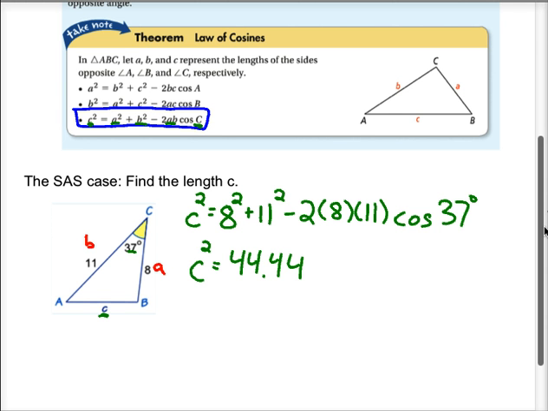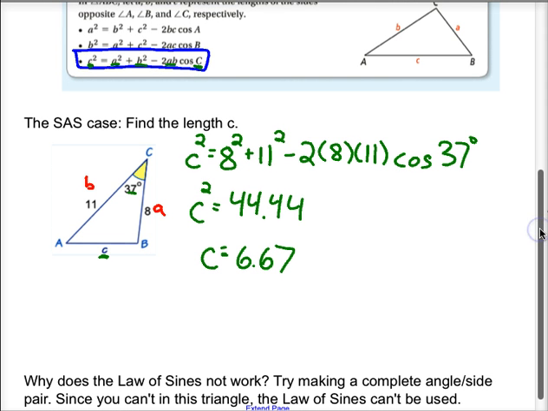Now, the thing to remember though is we don't want c squared, we want c. So we're going to have to end up square rooting that so we can just get what c equals. So when you square root both sides, you get c equals 6.67. So in this way, the computation isn't difficult, all right? It's just typing it into the calculator and then remembering to square root it. It's more recognizing when to use this. And again, that side angle side case is a perfect opportunity to use law of cosines.